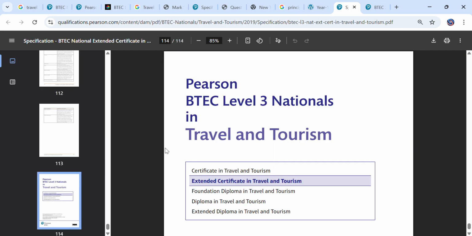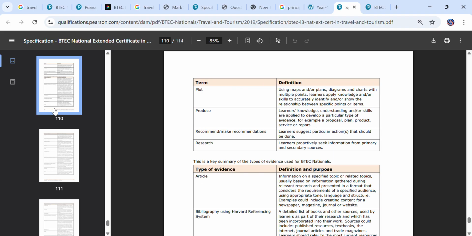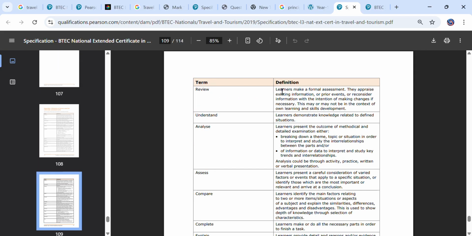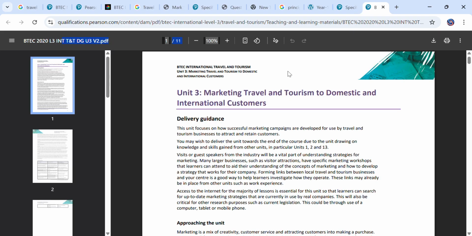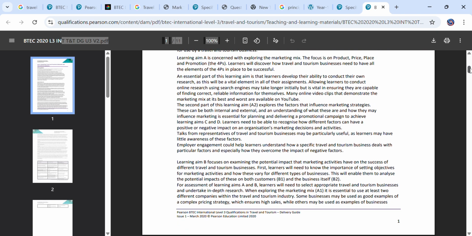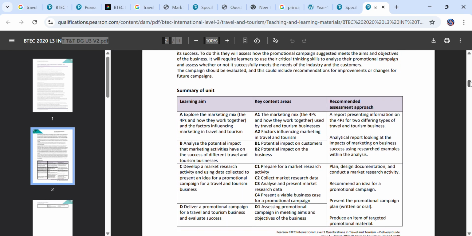And we can look at the specific certificate. This is how the extended certificates look. This is a guide to what the learners should get, existing information, things like that. All of this talks about marketing, travel and tourism, unit 3. It's all about the 4 P's: price, product, place, promotion. This probably explains it a bit better: explore the marketing mix.